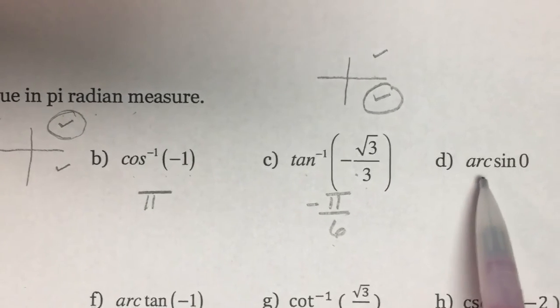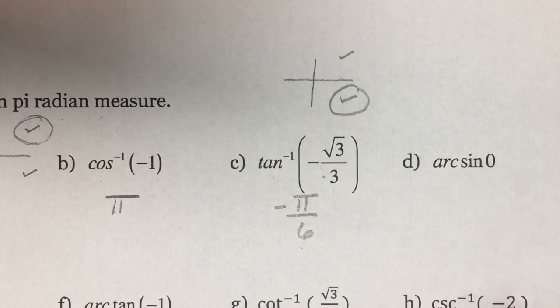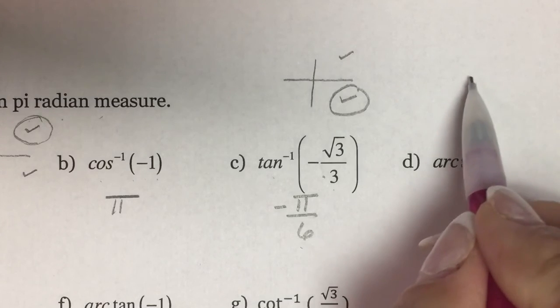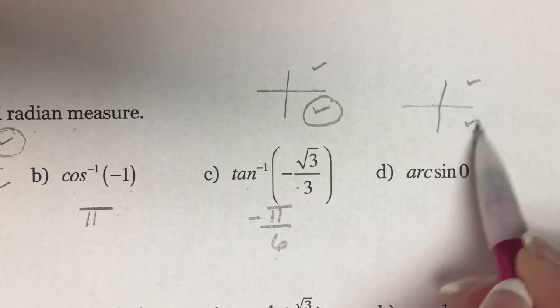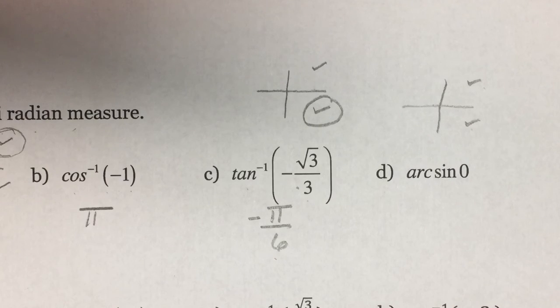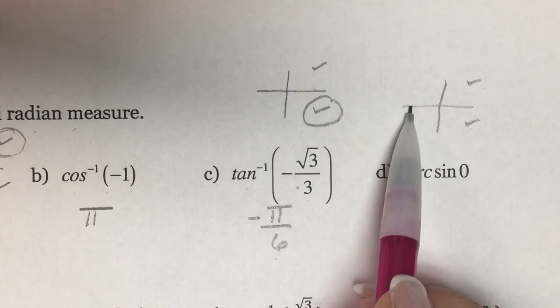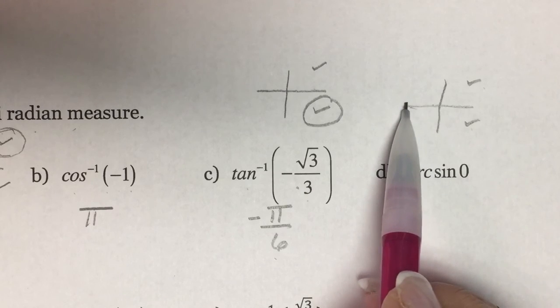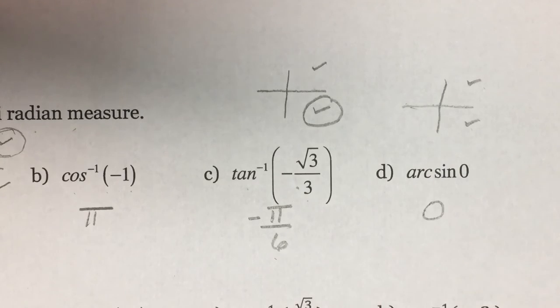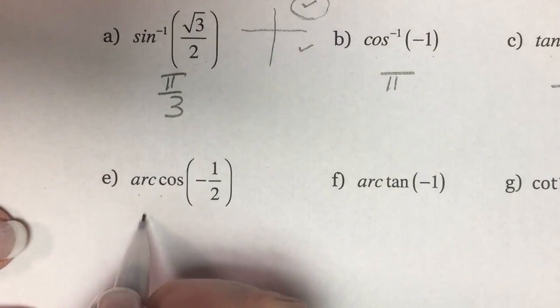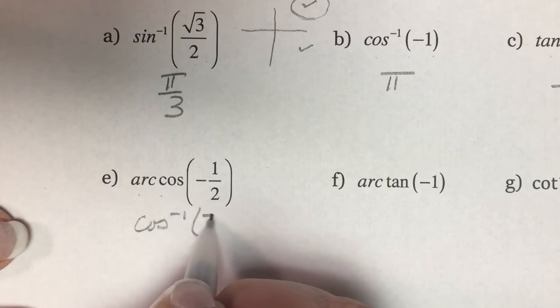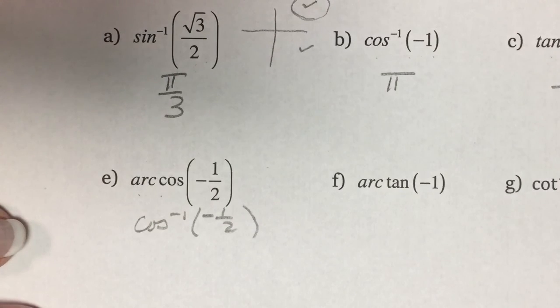Let's look at D. What angle has a sine of 0? Well, now again, if we think about that, it has to be between here and here. Now there are actually two angles that have a sine of 0, pi and 0, but since pi is out of our range, our answer is going to be 0. So each one of these should only have one answer. If we look at E, now here, look, I wrote it as arc cosine. Just so you know, though, that means the same thing as that.